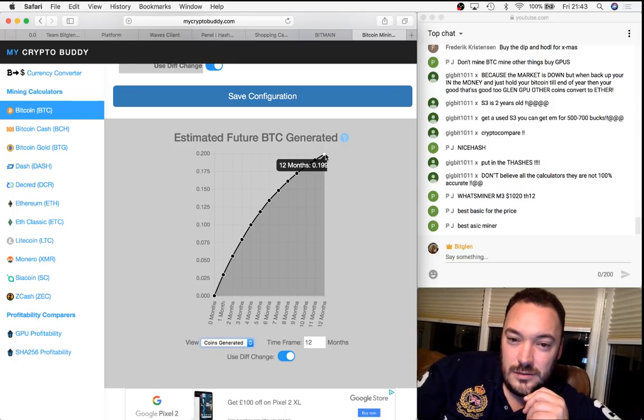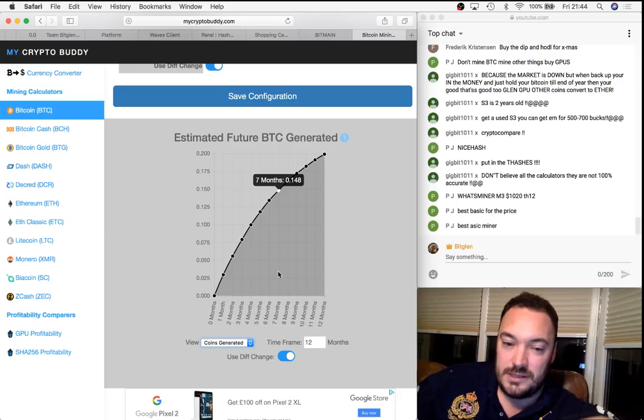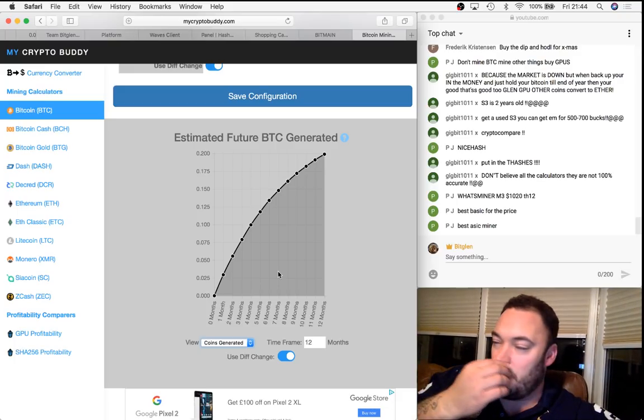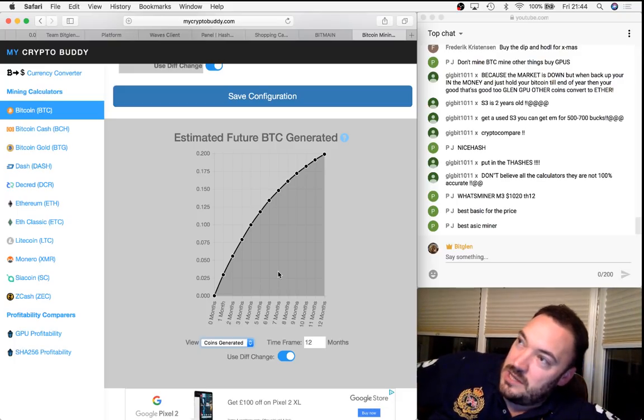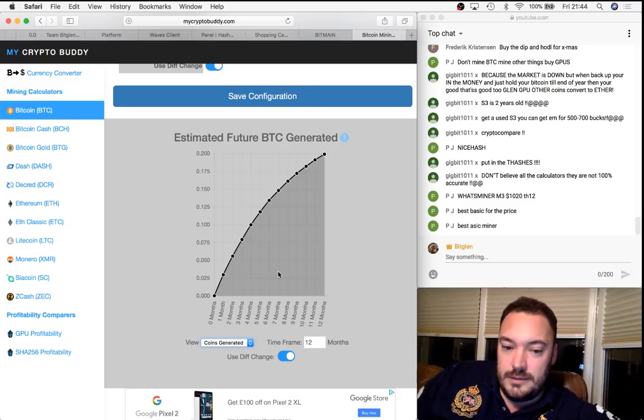$2,000. Oh, but then they're basing the 3,000 obviously on the price keeping increasing 10%. So by the end of the 12 months, they're saying potentially Bitcoin would be worth like $15,000, $16,000, something like that. But yeah, I don't know. I think GPU mining is probably the best. Best basic for the price.